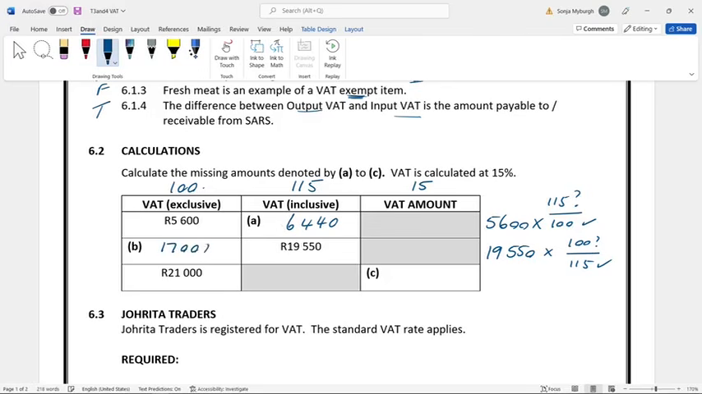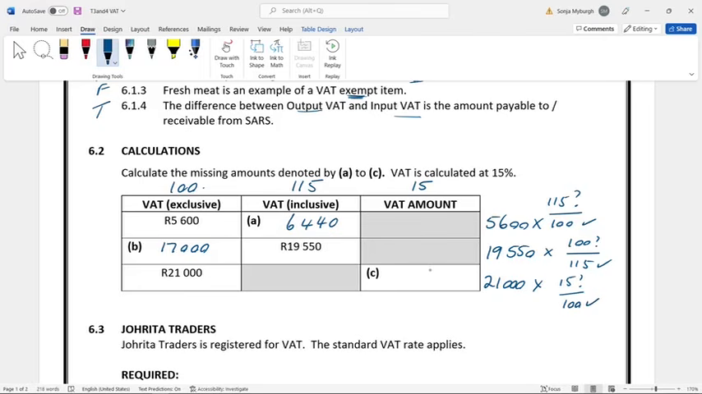and that will give us 17,000. Again, exclusive of VAT is less than inclusive. Number C, we have the 21,000 to work with. They ask us the 15. What they've given us is the 100. So 21,000 times 15 on 100, and there is your VAT amount. That is the 3 basic calculations for VAT.